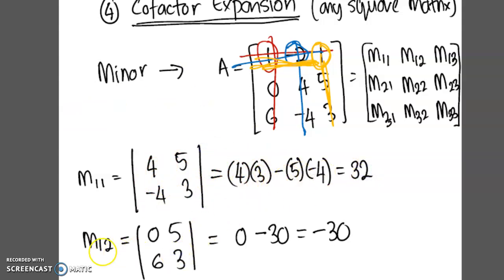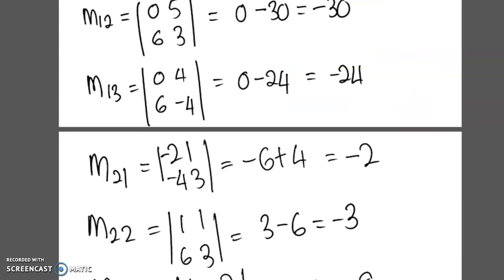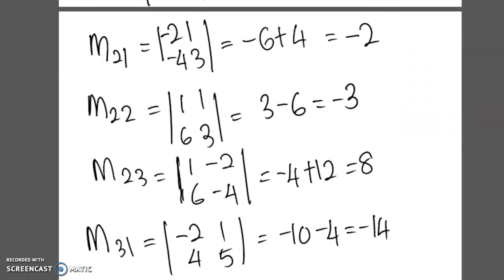Okay, next one is row pertama, kolom kedua. So tutup row pertama, tutup kolom kedua. So yang tinggal 0, 5, 6, 3. So dapat yang kita 30. Dan seterusnya lah sampailah dapat semua sekali ni.